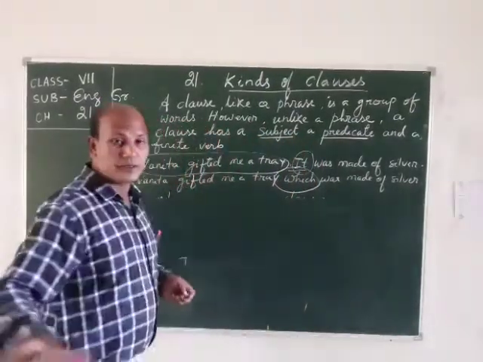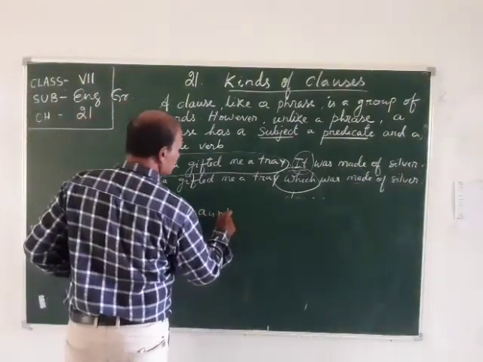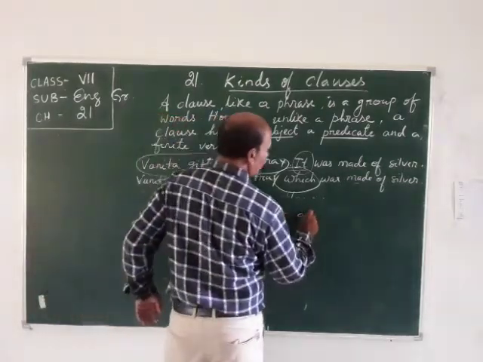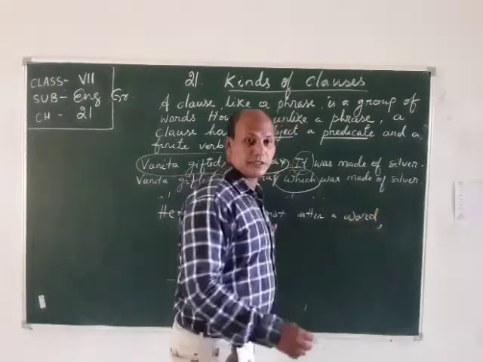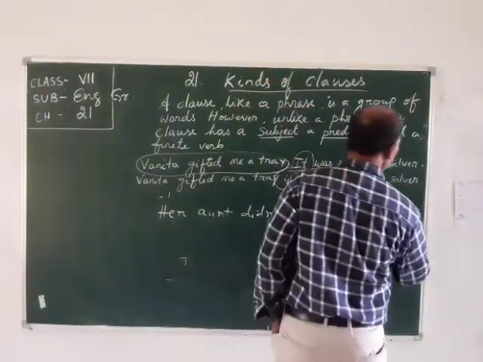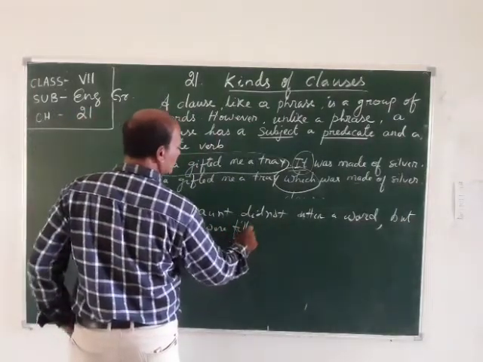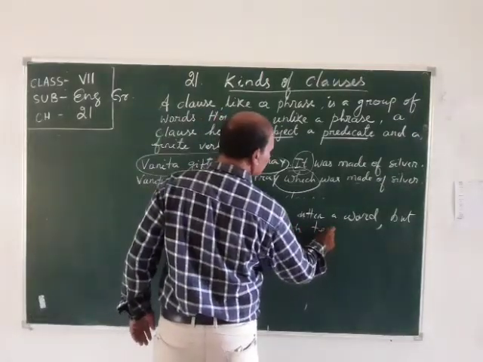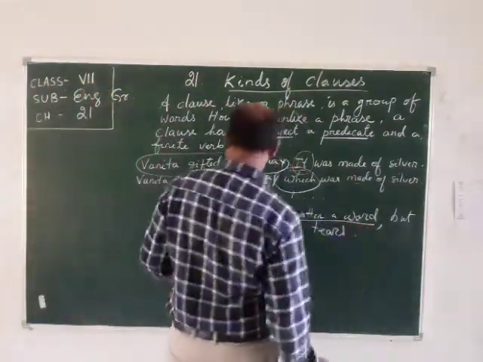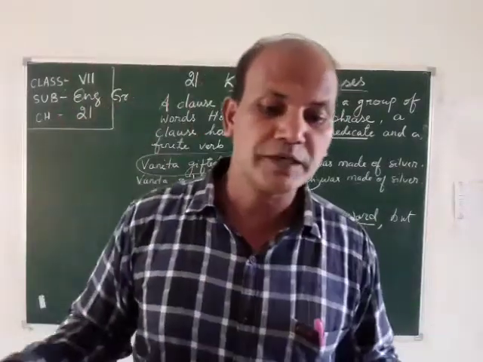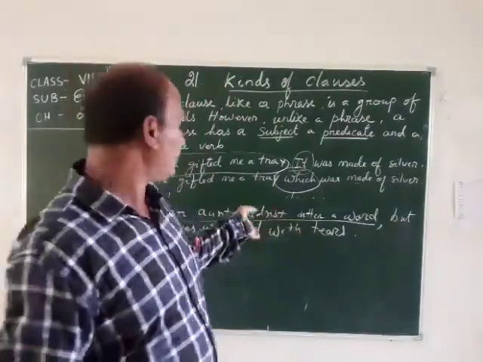One of the sentences I can make: Her aunt did not utter a word, but her eyes were filled with tears. You can see this sentence. "Her aunt did not utter a word" is the main clause. "But her eyes were filled with tears" is the subordinate clause. The main clause can stand by itself as an independent clause, but the subordinate clause is dependent on the main clause.